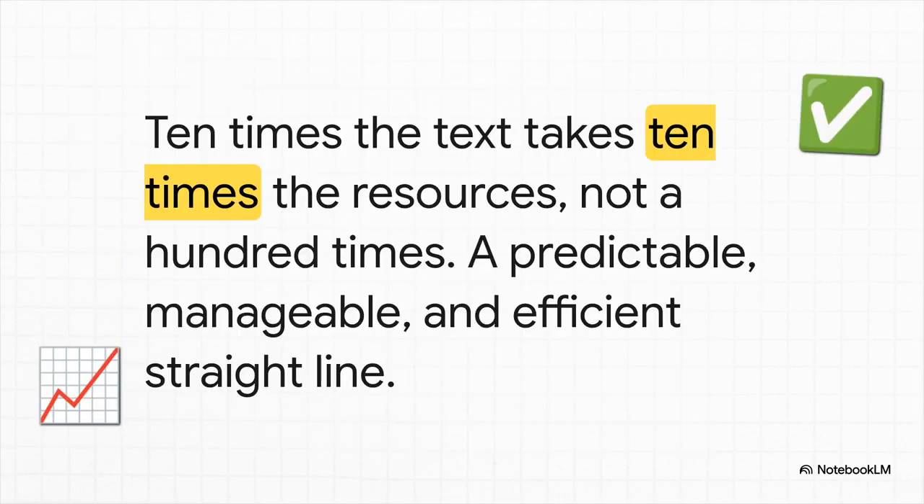And the payoff for this approach is exactly what we were looking for. Because Mamba just reads in a straight line, its cost scales linearly. 10 times the text costs 10 times the resources. We've completely flattened that explosive, scary curve into a predictable, manageable straight line.